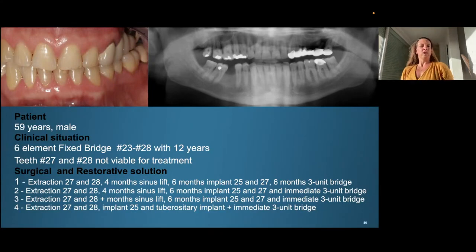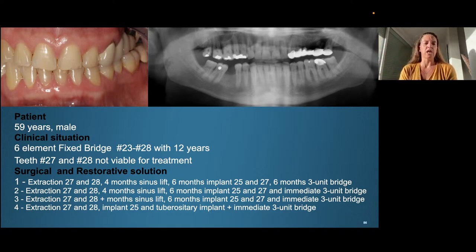So in terms of solutions, we can go for the extraction of the two molars. First option, a sinus lift with 4 months of healing, then after 6 months implants in 25 and 27, and after another 6 months a 3-unit bridge. We could also go for the implants and, on the same day, an immediate 3-unit bridge. So this is option number 2.